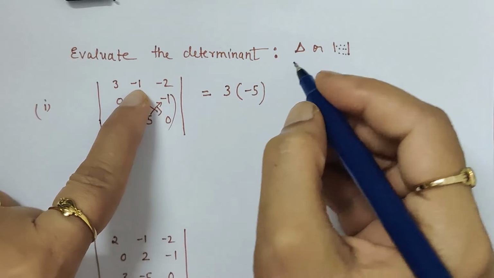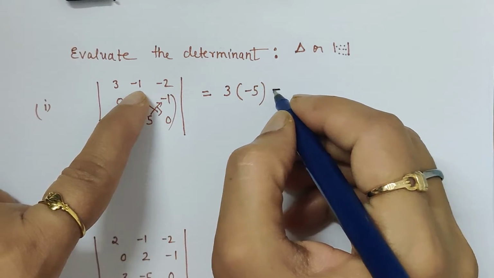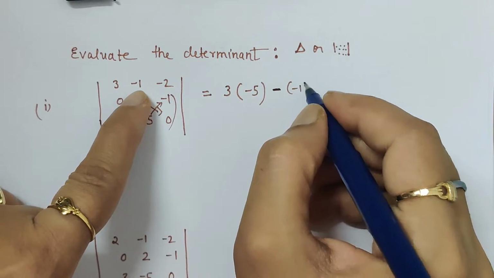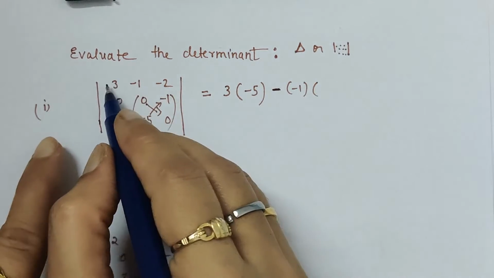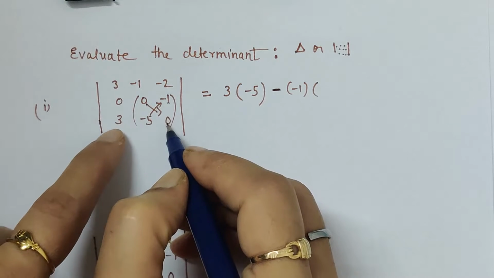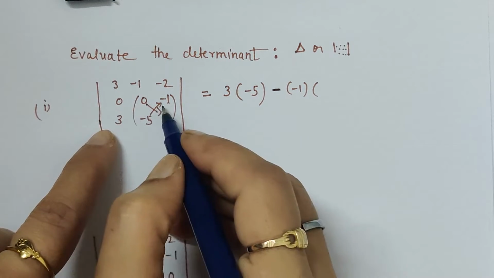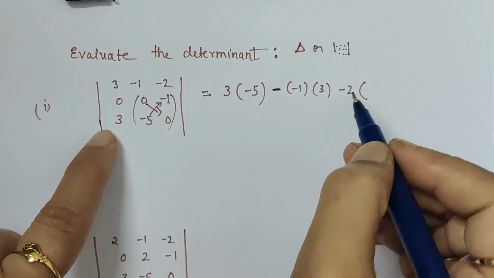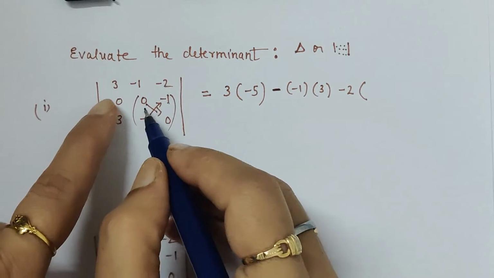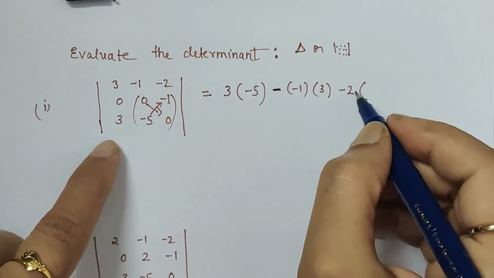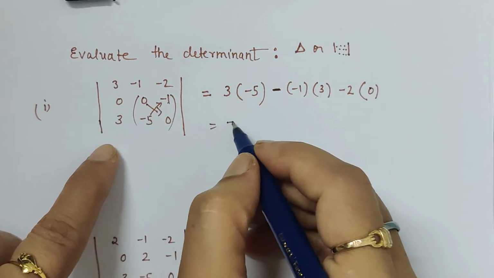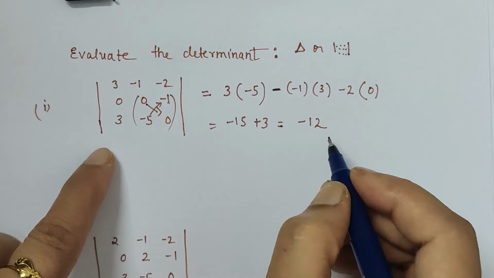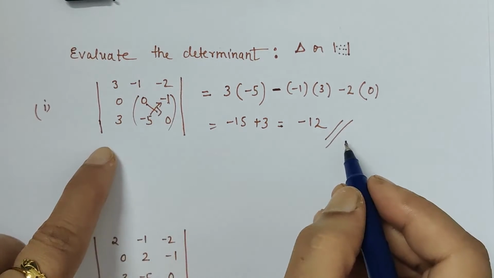Now -1 is at odd position, so here I will put that negative sign which I was talking about. So minus of -1 into, eliminate its row and its column, we are left with 4 elements, so it is 0, and this will be +3. Then -2, eliminate its row its column, we are left with 4 elements, 0 0, so 0. Now it is -15 plus 3, which is -12. So we got the determinant of this matrix is -12.